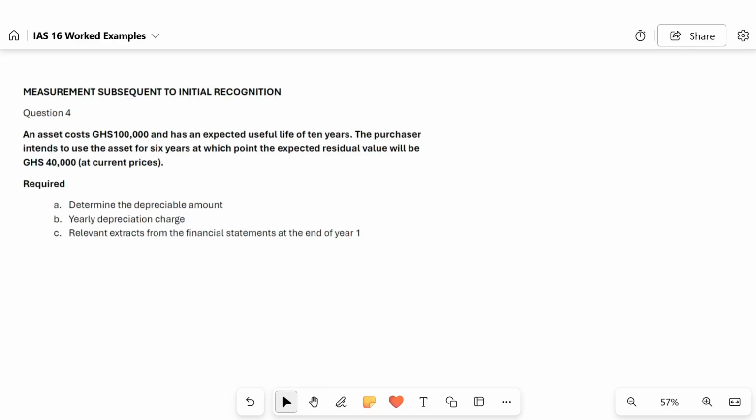Questions 4 and 5 will test our understanding on measurements subsequent to initial recognition. IAS 16 offers 2 possible treatments here. Essentially, a choice between keeping an asset recorded at cost or revaluing it to fair value. Under the cost model, the asset is carried at its cost less accumulated depreciation and any accumulated impairment loss. Under the revaluation model, the asset is carried at a revalued amount, being its fair value at the date of the revaluation, less any subsequent accumulated depreciation and subsequent accumulated impairment losses.